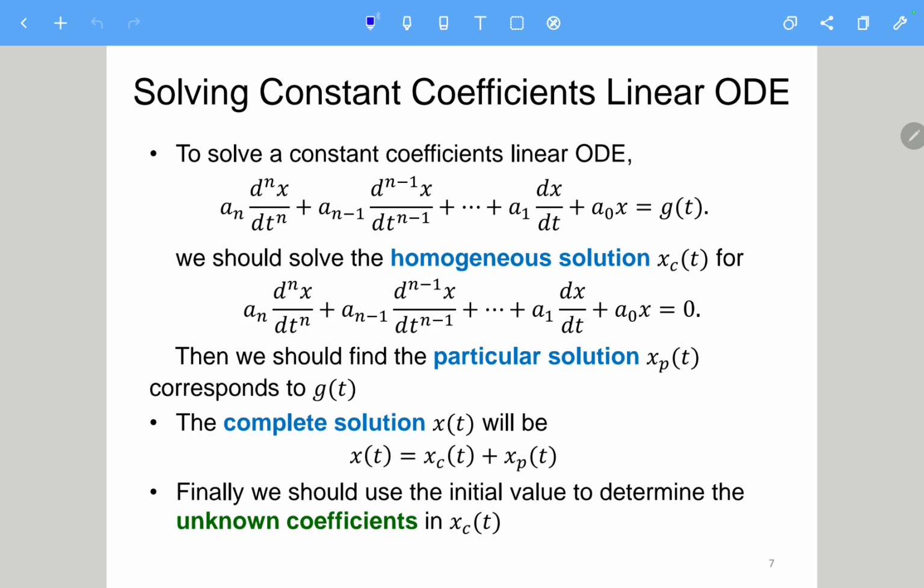We solve the homogeneous solution, and then we solve for the particular solution, or sometimes we call it the non-homogeneous solution. And then finally, we add them together to form the complete solution. Here, the homogeneous solution is x_c of t, if the unknown variable is x. x_c of t is the homogeneous solution, x_p of t is the particular solution, and the complete solution x is x_c of t plus x_p of t.